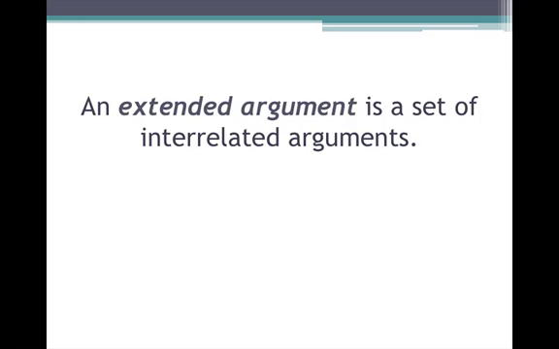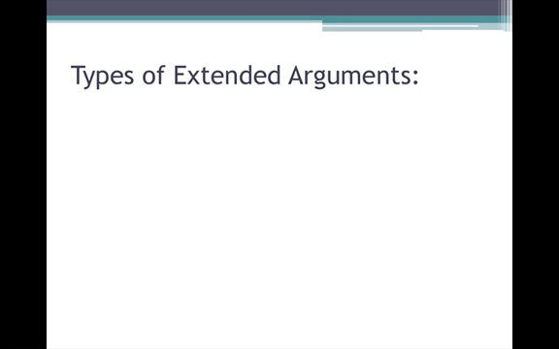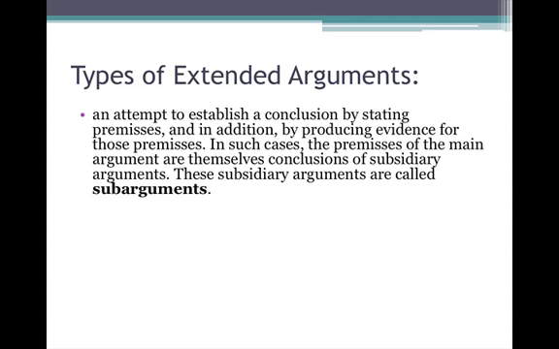The first way in which an argument can be more complicated that we're going to look at is by being an extended argument. Extended arguments are sets of interrelated arguments. Extended arguments can take on a variety of forms. For example, an extended argument can consist of an attempt to establish a conclusion by stating premises and in addition by producing evidence for those premises. In such cases, the premises of the main argument are themselves conclusions of subsidiary arguments. These subsidiary arguments are called subarguments.